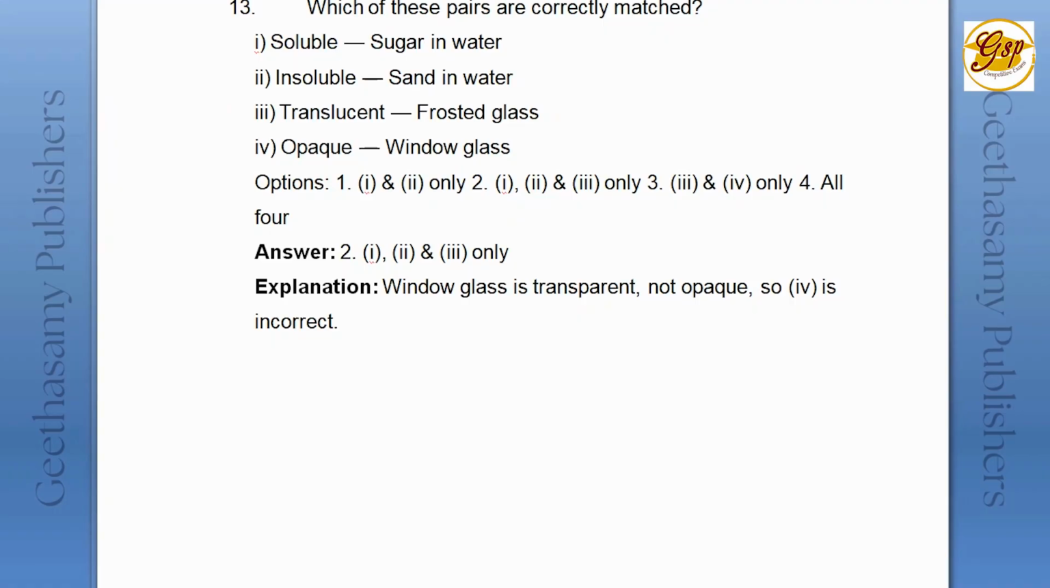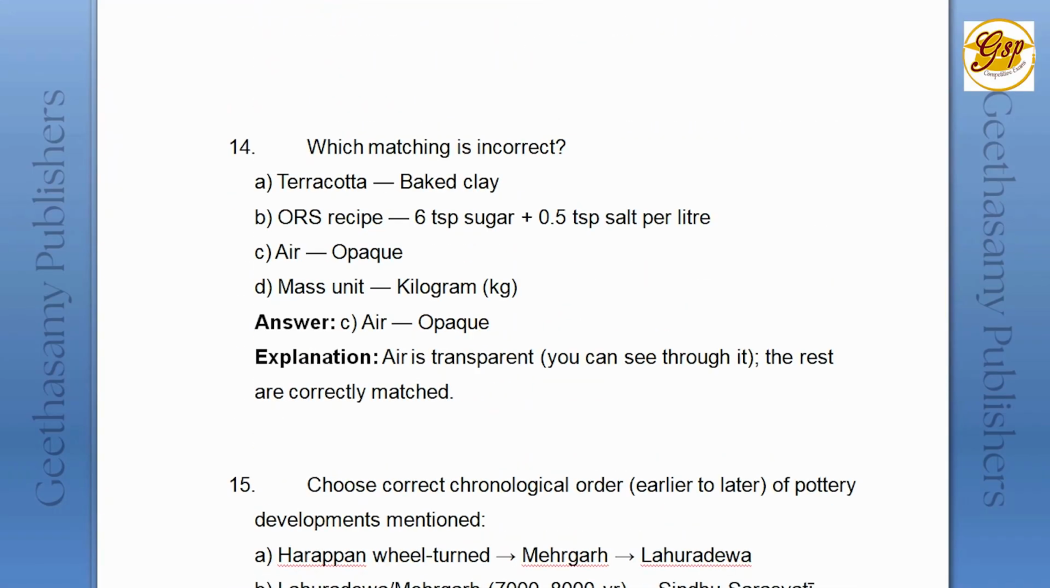Fine. Then the 14th question. Which matching is incorrect? Terracotta, baked clay. ORS, 1 teaspoon of sugar, 0.5 teaspoon of salt per liter. Air, opaque. Mass, kilogram. So the answer is C, air is opaque. Right? That's incorrect. The explanation: air is transparent, you can see through it, and the rest are correctly matched.